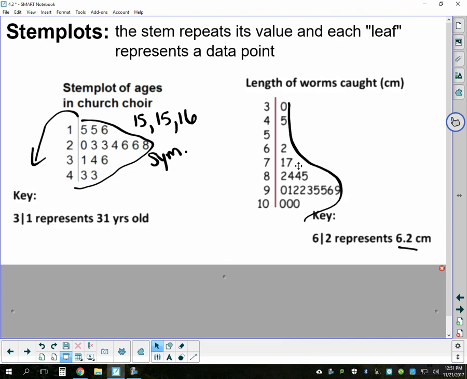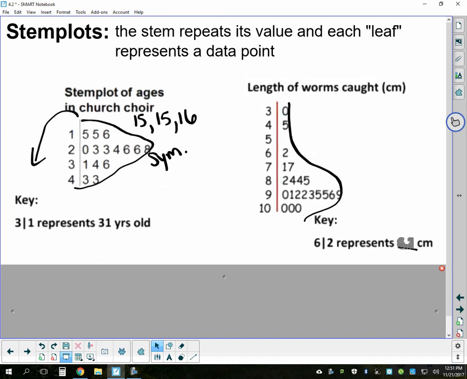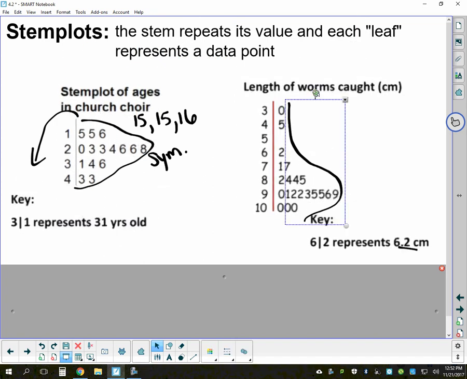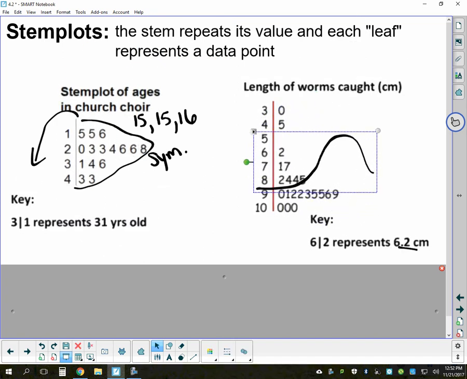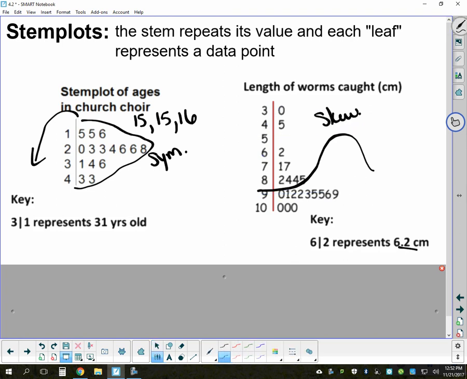And again, you're rotating it. Let me actually do that. Oops, I can't do it on that, but I can do it on my line. So if I take this and rotate it so that my numbers here would be down here, then you can see that this is skewed which way? It is skewed left. Okay? So those are stem and leaf plots.